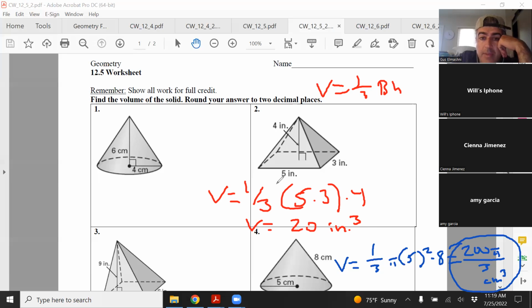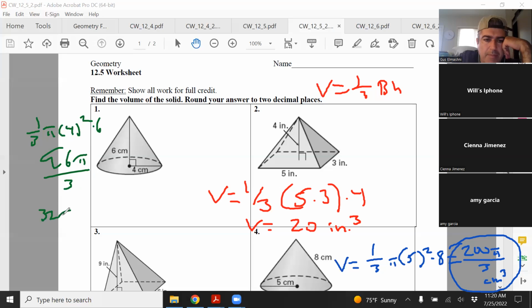Hopefully those seem okay. And just so you know, you have the answers for the odds, but again, same thing. 1/3 pi 4 squared times 6. That should be 144 pi over 3. Gonna check here. No, 96 pi over 3, which is 32 pi.